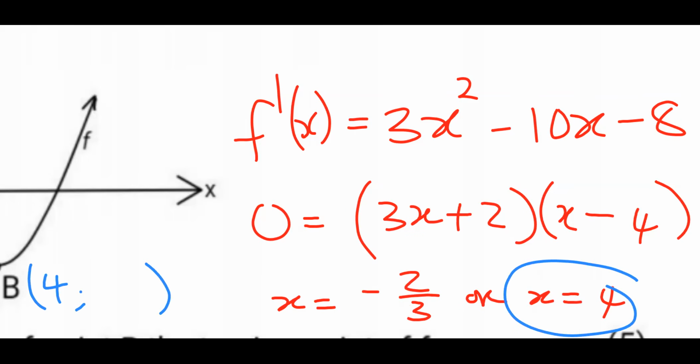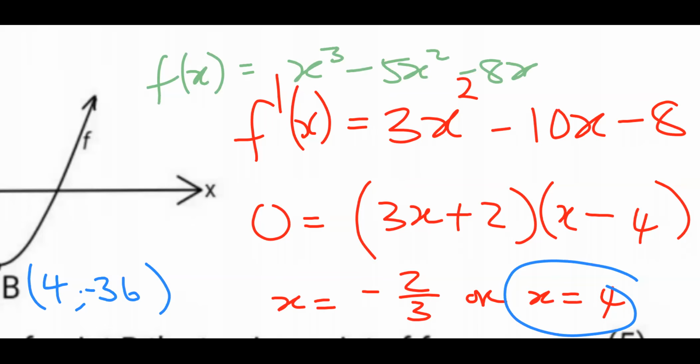And then to work out the y coordinate, which we said was -36, you actually need to substitute this 4 into the original equation. So you substitute 4 into this equation, x cubed minus 5x squared minus 8x plus 12. And that should hopefully give us this -36.